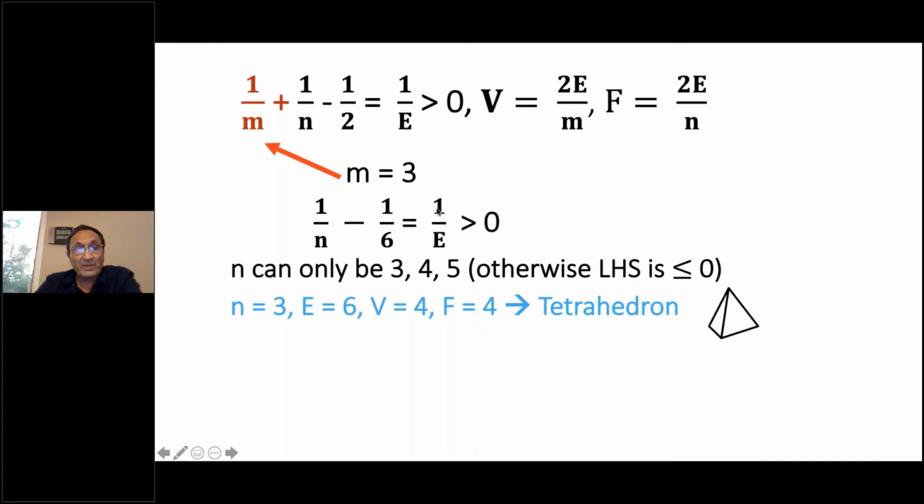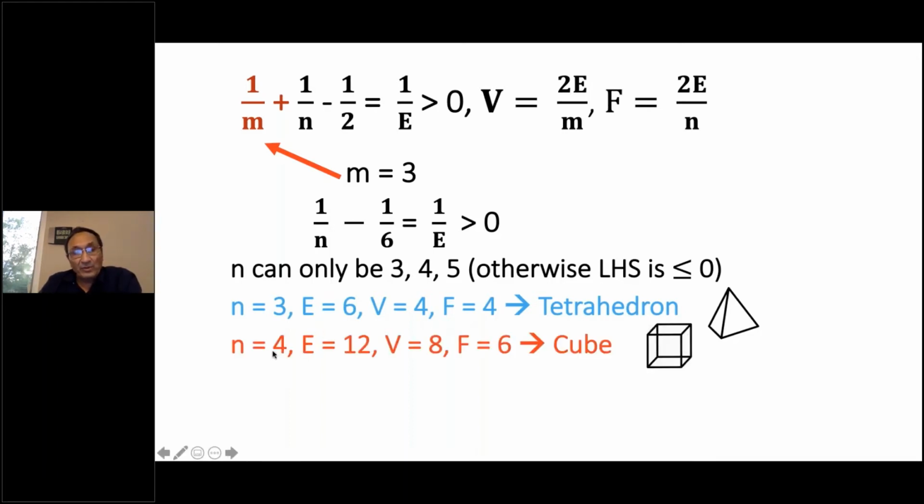So you have something with 6 edges, 4 vertices, and 4 faces. Well, that's the tetrahedron. And remember that n and m are both 3. So every vertex has 3 things sticking out of it, and every face has 3 sides. Remember, n was the number of edges to a face. Okay, so for n equals 3, we get a tetrahedron.